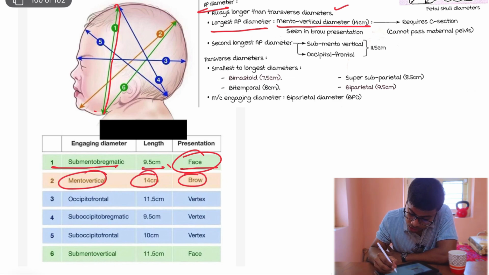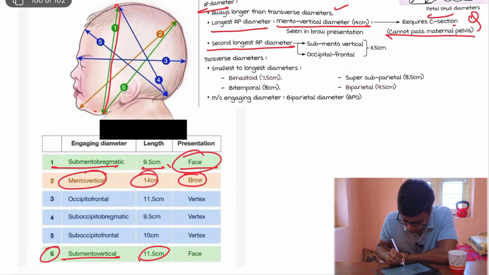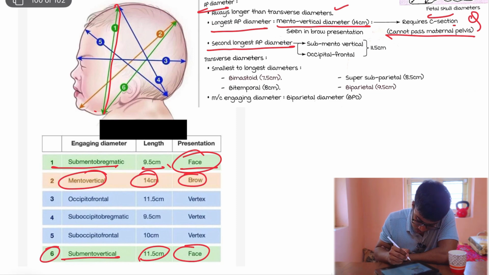Brow presentation requires C-section. So one more question is done. From this, brow presentation, we do C-section, as it cannot pass through the maternal pelvis. The second longest AP diameter is submentovertical, 11.5, in face presentation, and the occipitofrontal is the second longest in vertex presentation.